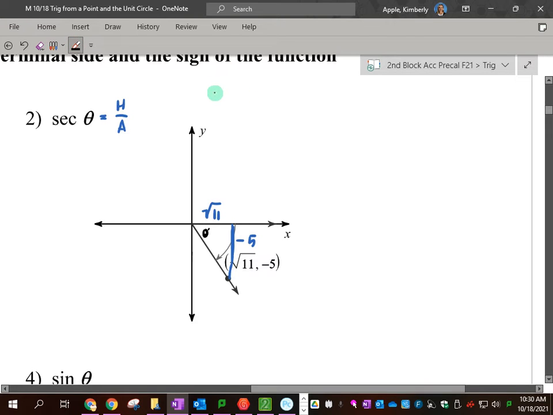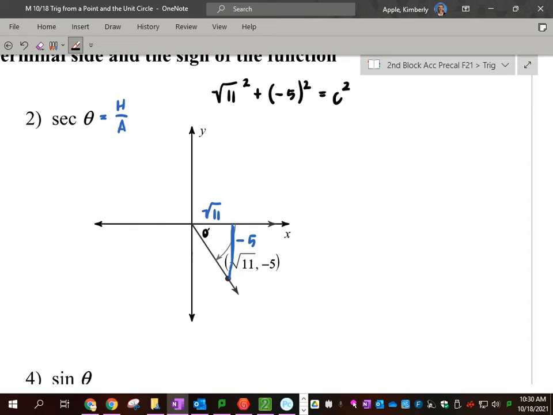So using the Pythagorean theorem, that'll be the square root of 11 squared plus -5 squared equals c squared. And here's a fun fact: because any negative number squared is a positive number, you will never, ever, ever have a negative value for a hypotenuse. And if you do, you did something wrong, okay? The legs of the triangle can be positive or negative. The hypotenuse is always positive.